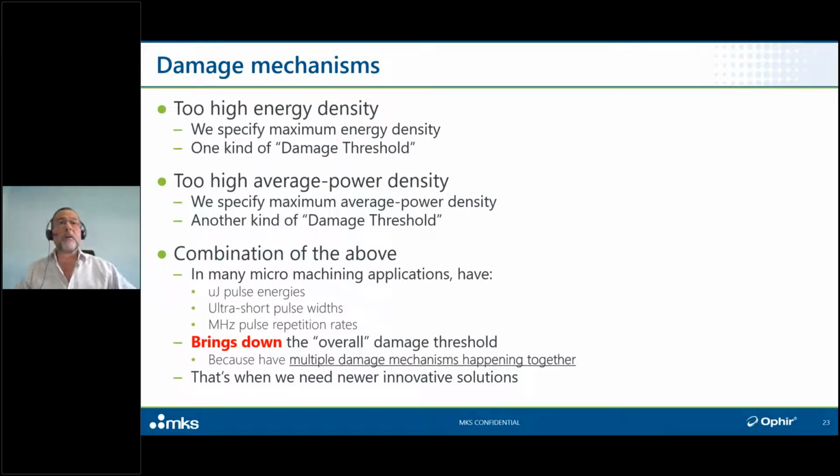But then we also can have combinations of the above, all right? In many of the applications we're talking about now, we can have pulse energies of some or many microjoules or tens or hundreds of microjoules, which is not something dramatic. Ultra short pulse widths and pulse repetition rates that can be a couple hundred kilohertz, a few megahertz. This combination brings down the overall, the bottom line damage threshold, because we've got multiple damage mechanisms all coming in at the same time. And that is when we need newer innovative solutions.